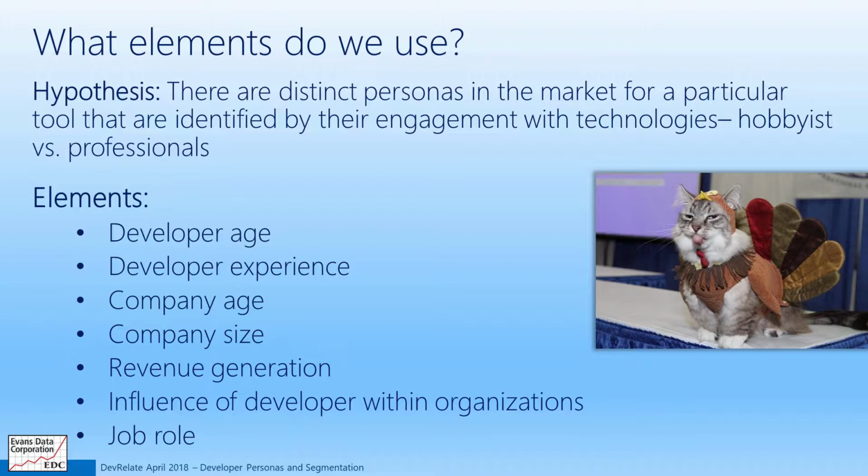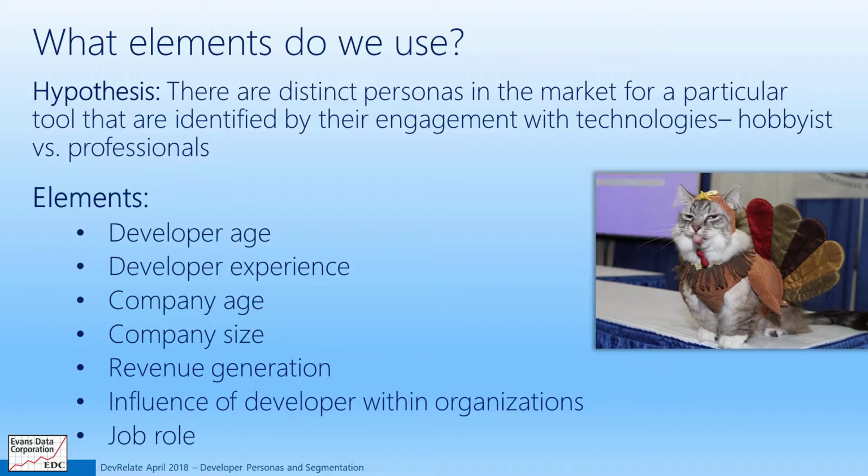So in this instance, if they form a hypothesis where they expect that there are distinct personas for their particular tool, and that they think that these tools are targeted towards hobbyists and specific types of professionals, we may suggest that the kinds of elements that we want to collect will center at identifiers that help tease out who is a hobbyist and who is a professional.